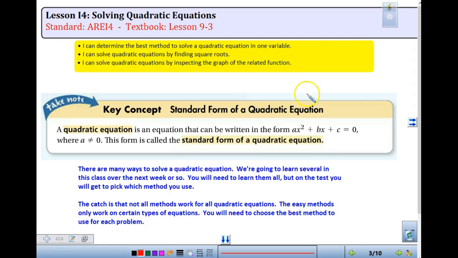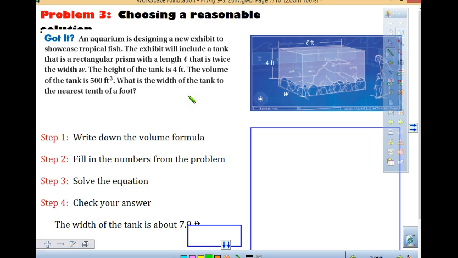So we're going to quit graphing for a while, and we're into solving. So I4 is solving. As you are taking a look at this one, if we are reading the problem, George, you want to read for us? Yeah. An aquarium is designing a new exhibit to showcase tropical fish.